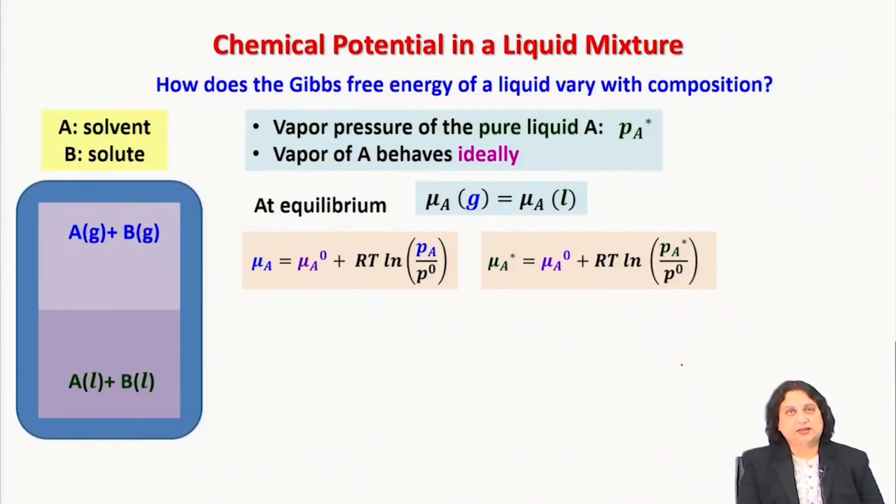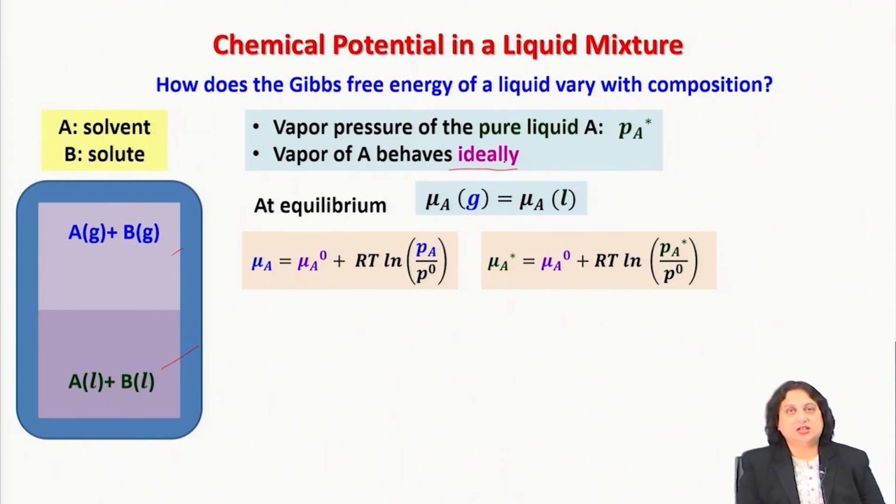Now, in today's lecture, I will continue our discussion whereby we are talking about a mixture of liquids. And the situation that we have is I have a liquid phase in equilibrium with its vapor phase, and I use A as the solvent and B as the solute, and both of them can exist in the liquid phase as well as in the vapor phase. And I also assume that the vapor A behaves ideally.